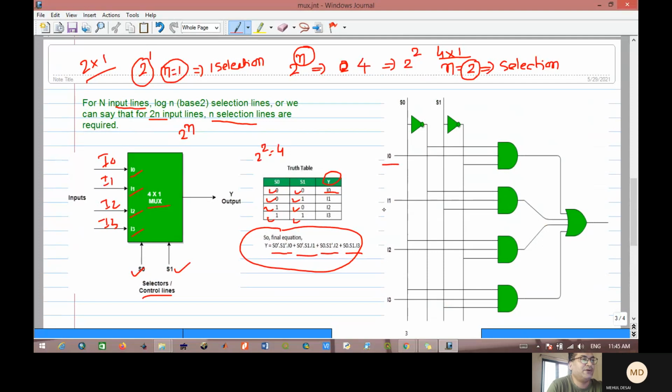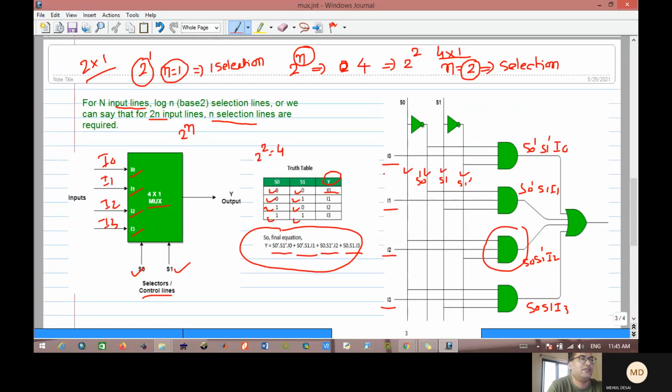These are the inputs I0, I1, I2, and I3. For the product S0' S1' I0, we get it here. S0' S1 and I1 here, S0 S1' and I2 we get from this AND circuit, and S0 S1 and I3 here. Based on the S0 and S1 values, here we get the S0 value, here the S0 dash, here the S1 value, and here the S1 dash.